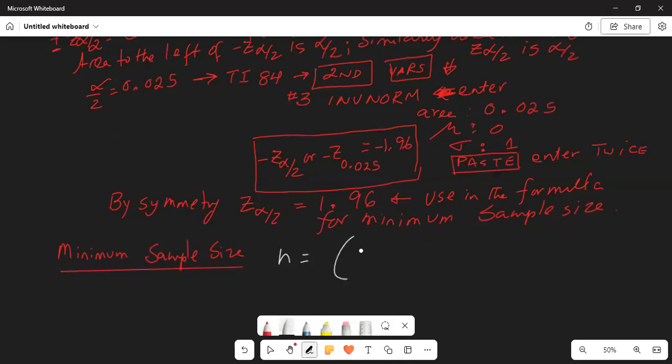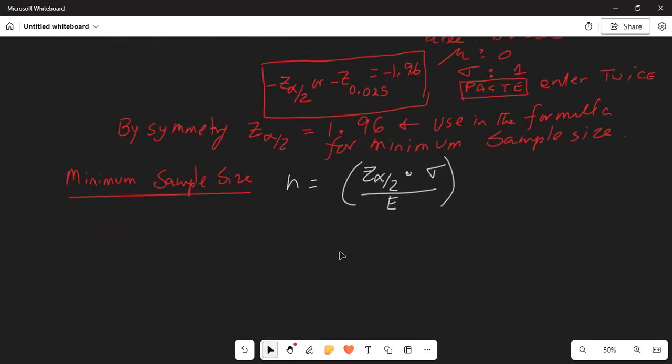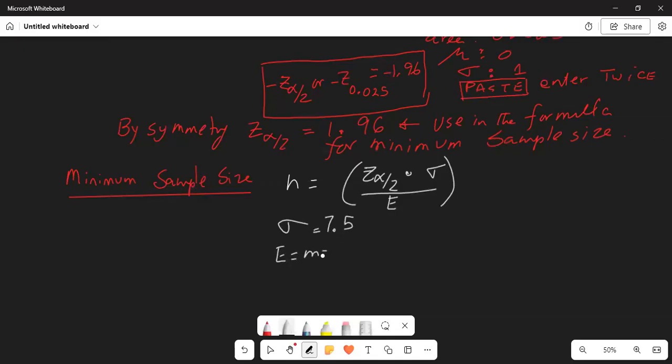N is equal to Z alpha by 2 times sigma divided by E. Okay, so moving up, sigma is given as 7.5 and E is the margin of error. Margin of error is defined as X bar minus mu, sample mean minus population mean.